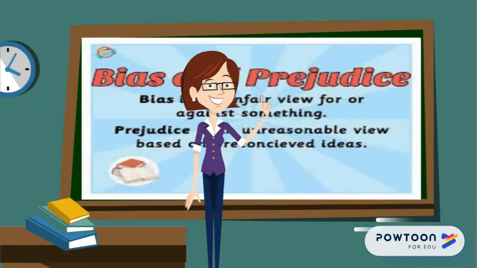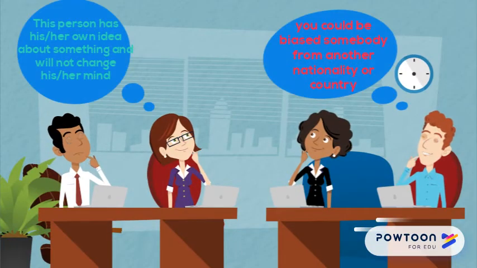Bias and prejudice. Bias and prejudice occurs when somebody is strongly in favor of or against a particular person, idea, or thing. A biased or prejudiced person refuses to listen to another point of view. This person has his or her own idea about something and will not change his or her mind.